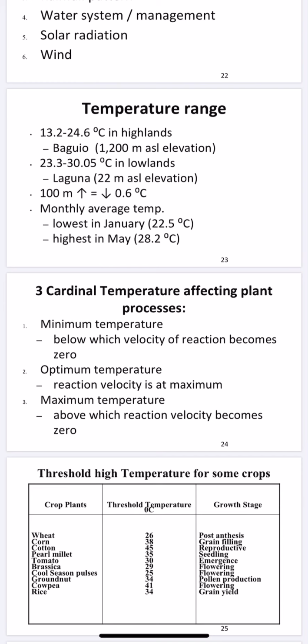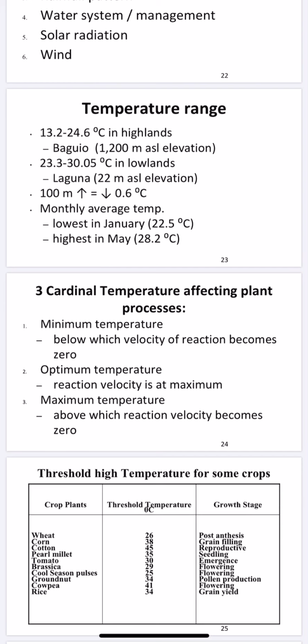As a golden rule, 100 meters up will decrease the temperature by 0.6 degrees Celsius. So monthly average temperature is lowest in January with 22.5 degrees Celsius and highest in May with 28.2 degrees Celsius.